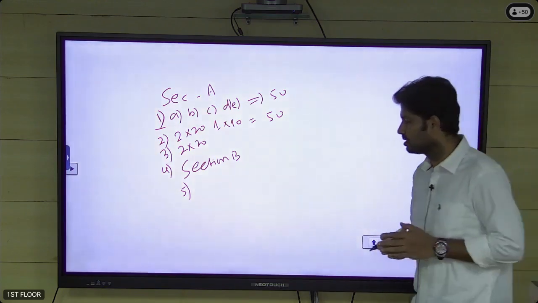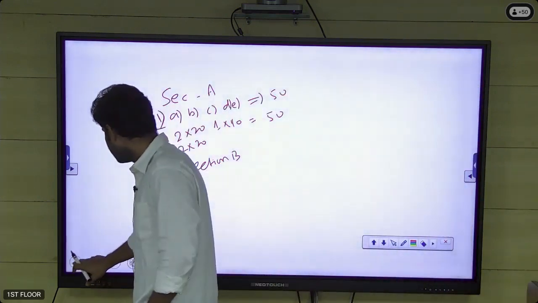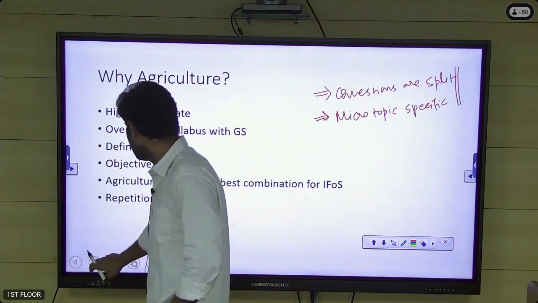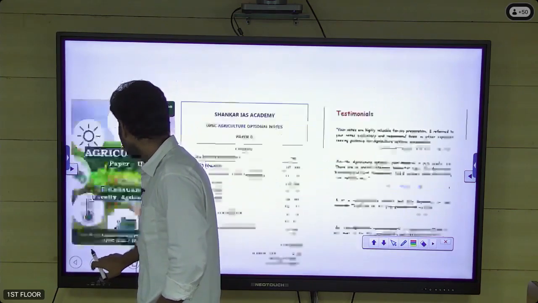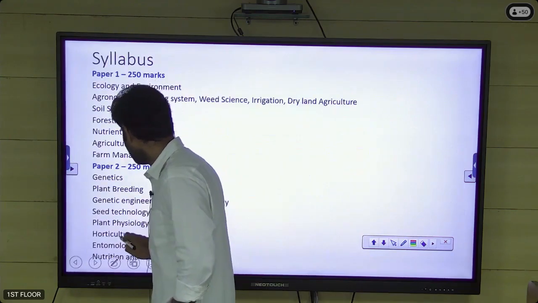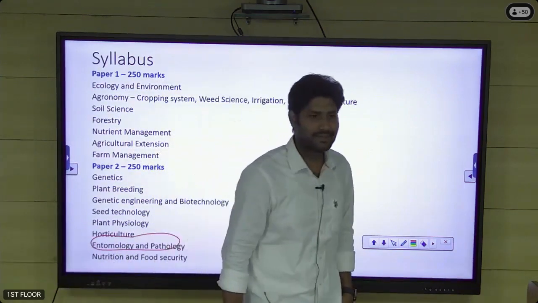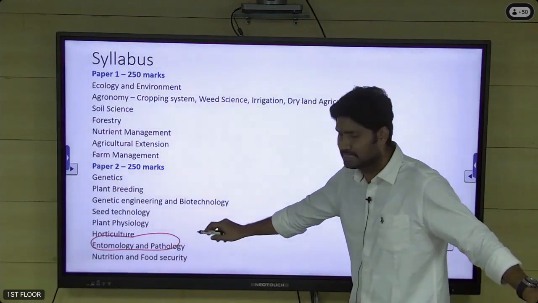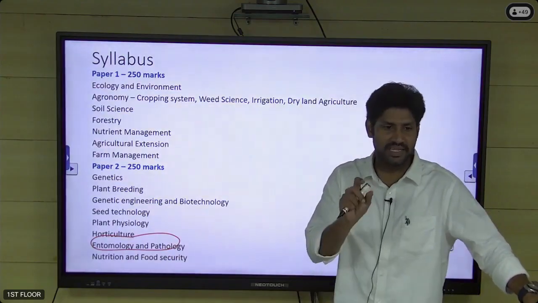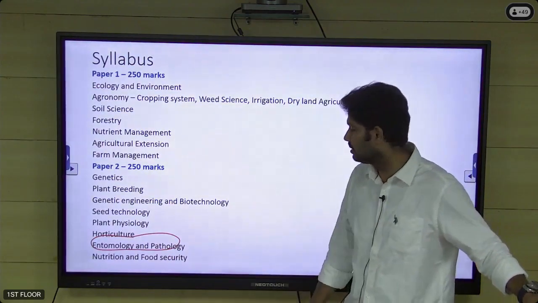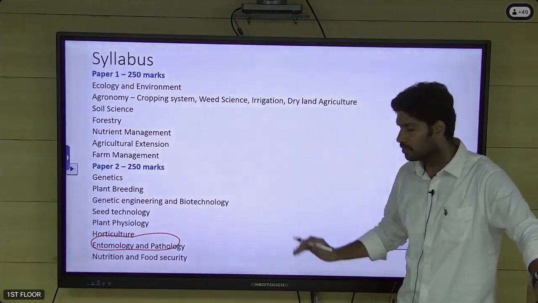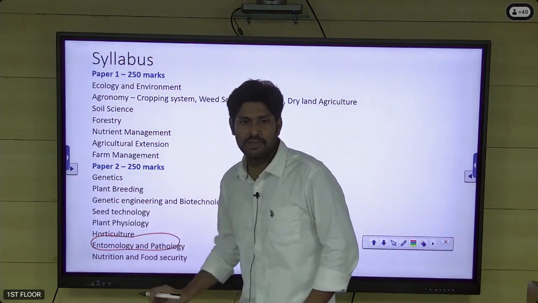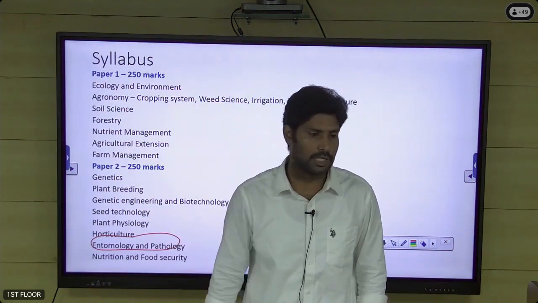And agri students, don't worry about entomology and pathology. You can easily manage those areas. I have seen that many students are hesitant to take agri optional because of these two areas, entomology and pathology. So don't worry about this area. We have to study the crop wise pest and disease management, but it's a very minor area in our agri optional. You can focus on other areas, and for covering crop pest management, I will give you a clear idea on how to cover those areas.